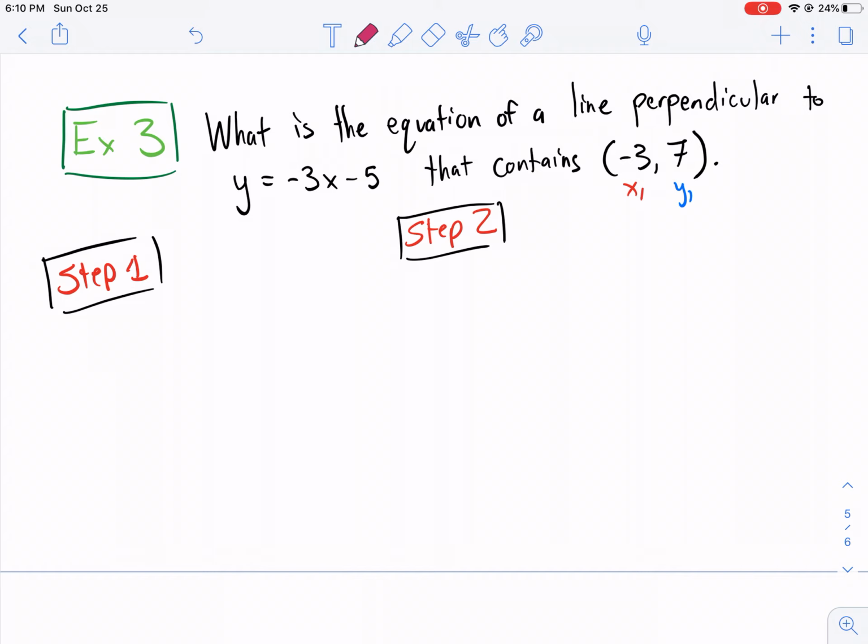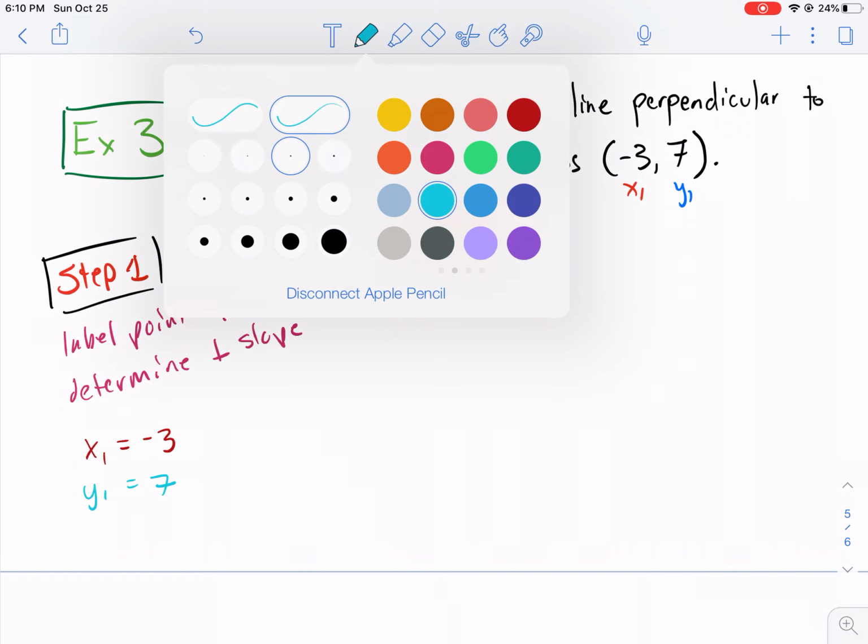First thing we're going to do is label the point and determine the perpendicular slope. Okay, let's go and get this all arranged. So our x1, we already know that, it's negative 3. Our y1, I already know that, it's 7. That's the given point. Okay, it has to give you a point.